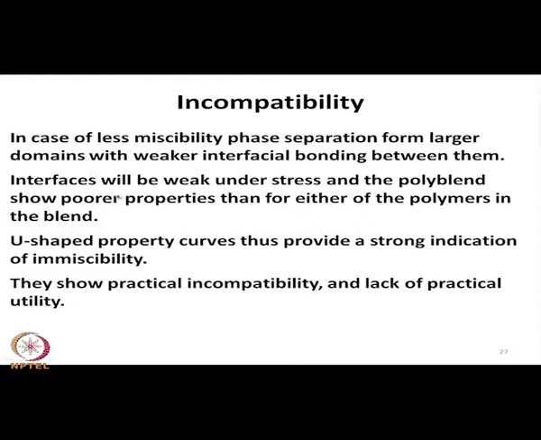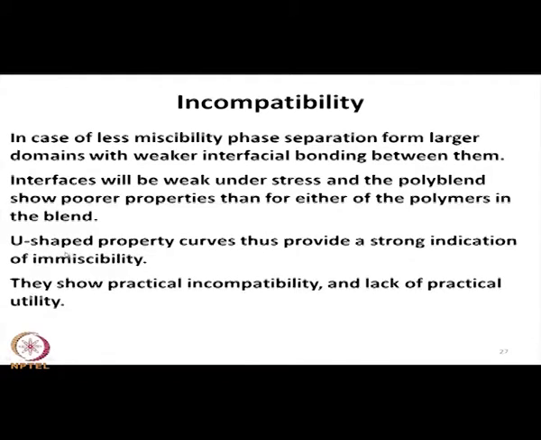This happens due to weak interaction at the interface. If the interface is weak, then under stress the stress will be concentrated at those interfaces and the polyblend will show poorer properties. That means the mechanical properties will be inferior and the product will fail at the weak interface site, showing poorer properties than either of the polymers in the blend.